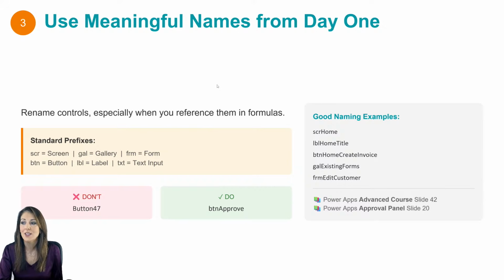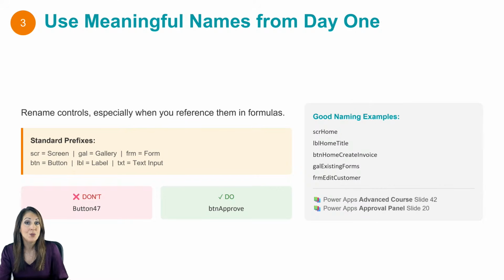Tip number 3 is use meaningful names from day one. So as you are creating your Power App, it helps to give things good names, like the screens that you create. Give them a good name, like start the name of the screen with SCR. Galleries, start them with gal. Forms, start with FRM, etc.